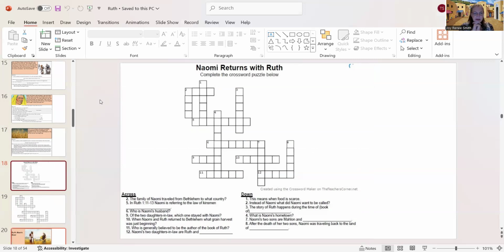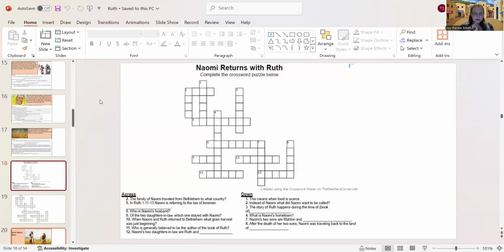Number 2 across, the family of Naomi traveled from Bethlehem to what country? Moab. Number 5, in Ruth 1, 11 through 13, Naomi is referring to the law of kinsman redeemer. Number 6, who is Naomi's husband? That's Amalek. Of her 2 daughters-in-law, which one stayed with Naomi? Ruth. When Naomi and Ruth returned to Bethlehem, what grain harvest was just beginning? Barley. Who is generally believed to be the author of the book of Ruth? Samuel.